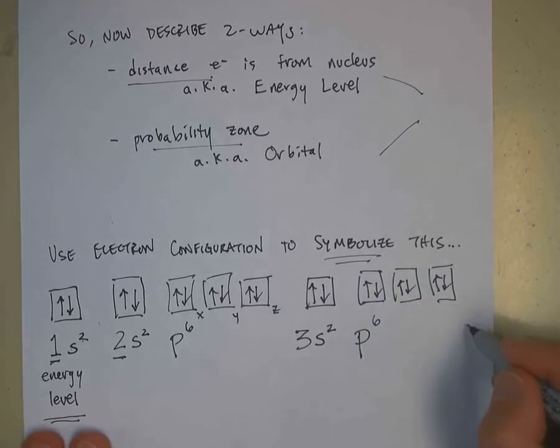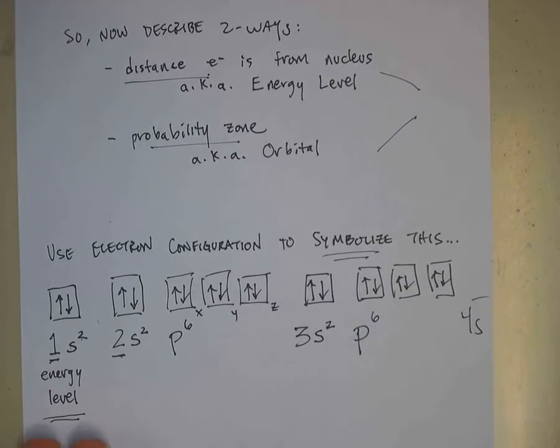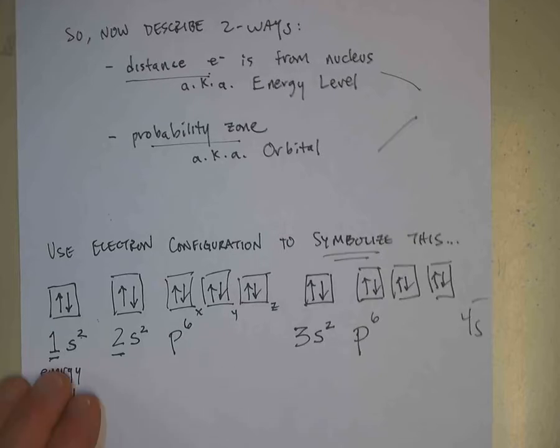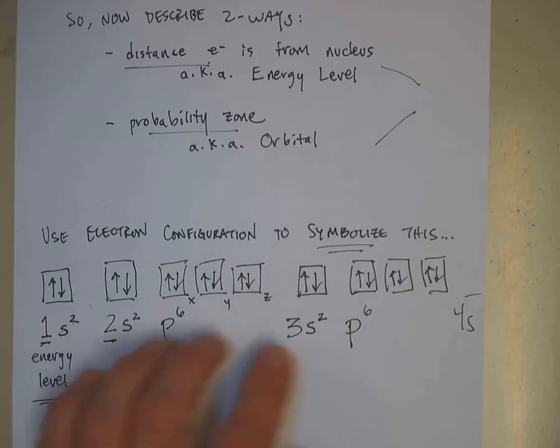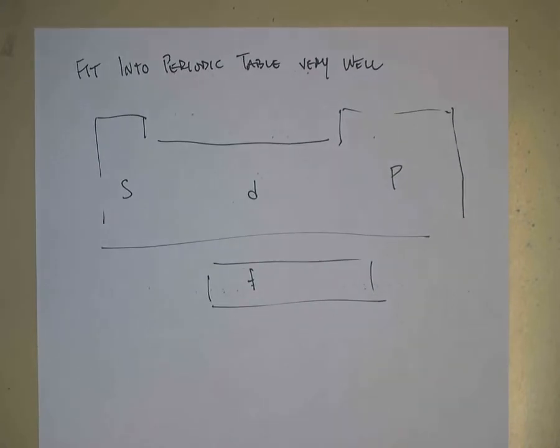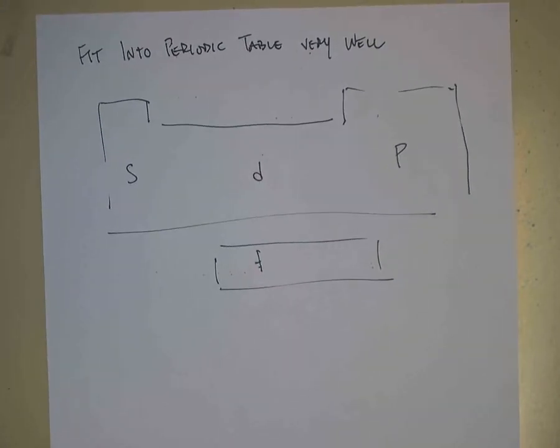And then there would be the 4s orbitals that would show up. Anyway, one of the handiest ways to fit all of this electron configuration into your brain is not necessarily just to memorize 1s2, 2s2, 2p6, 3s2, 3p6, 4s2, but to fit it into the periodic table. And the periodic table is actually organized according to the way these electron configurations are set up.